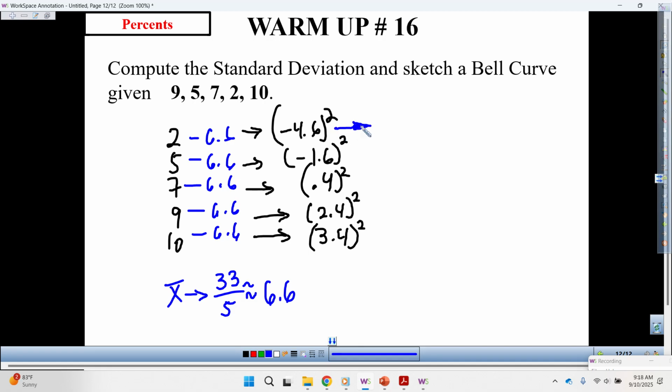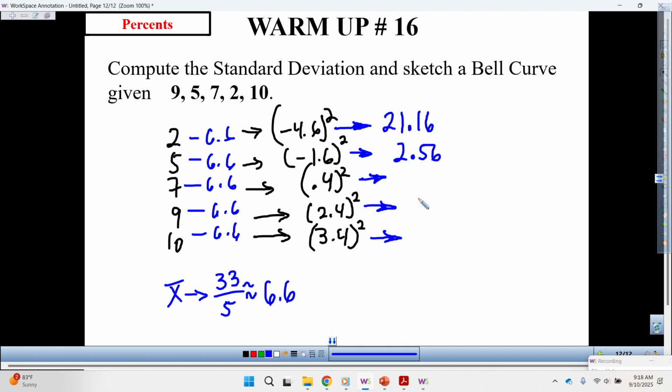Then Camila is going to get us going on this. 4.6 squared. Camila, 4.6 squared. 21.16. 21.16. Hands if you got that. Looks about right. 1.6 squared. Kenny, 1.6 squared. 2.56. Kenny from the corner.